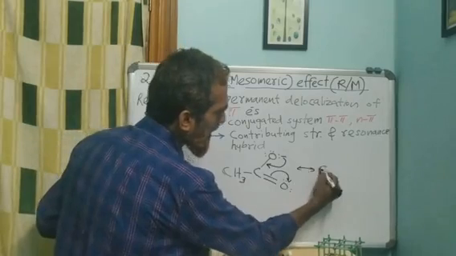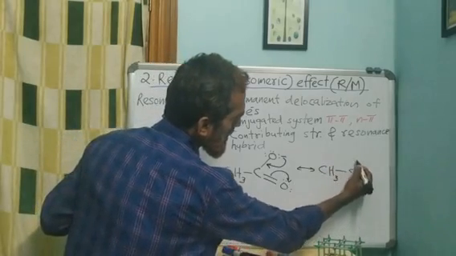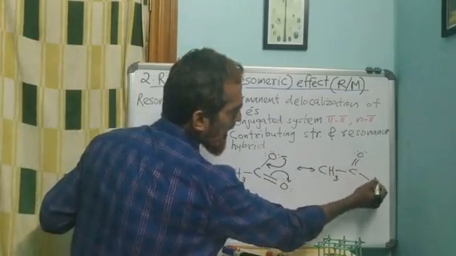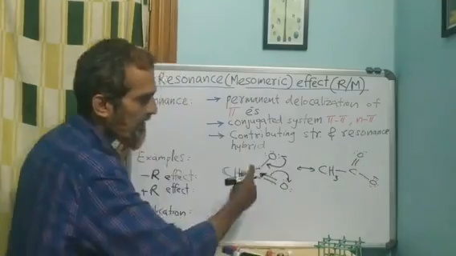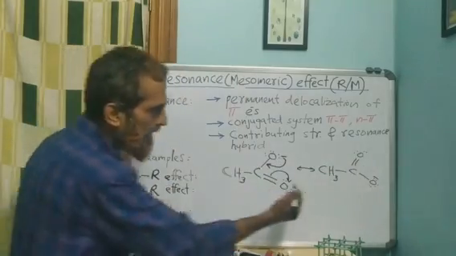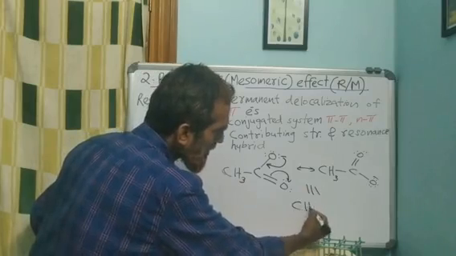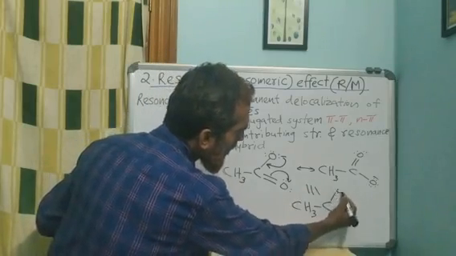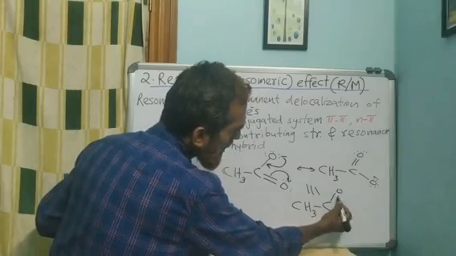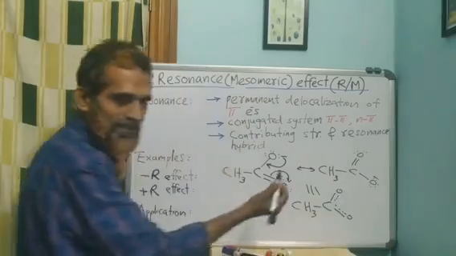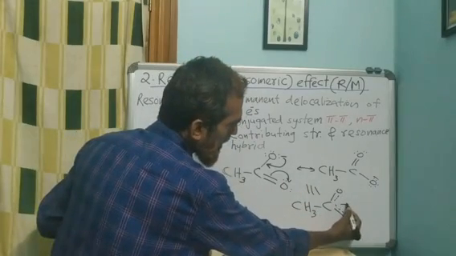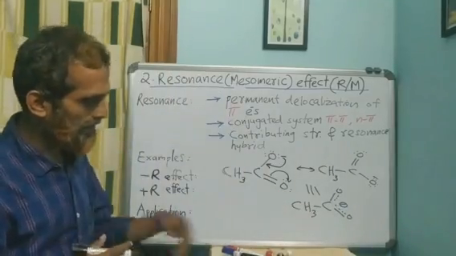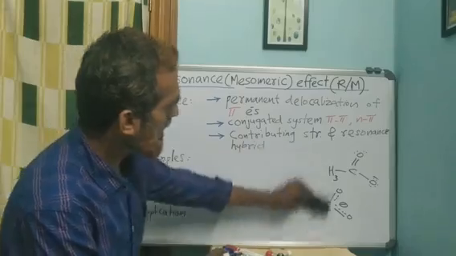We can draw the next resonance structure as CH3, C double bond, this becomes a double bond and this becomes a single bond. And here 2 lone pairs and here 3 lone pairs with a negative charge. These two are equivalent structures. The resonance hybrid can be shown as CH3, CO, and both bonds get partial double bond character due to this delocalization, and the negative charge moves to both oxygens, right? Okay, so this is another example.